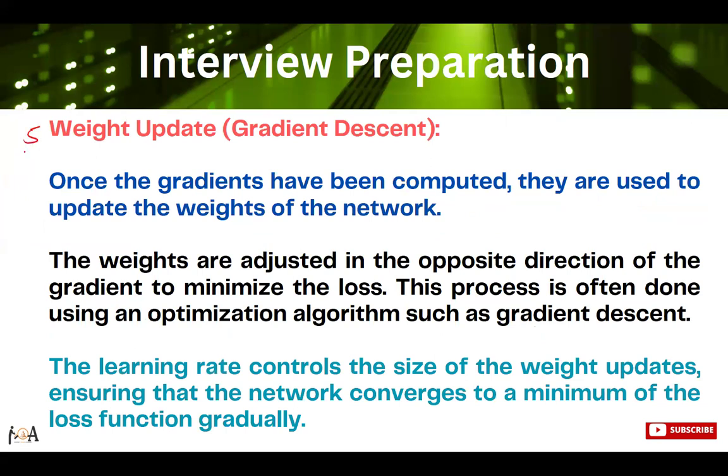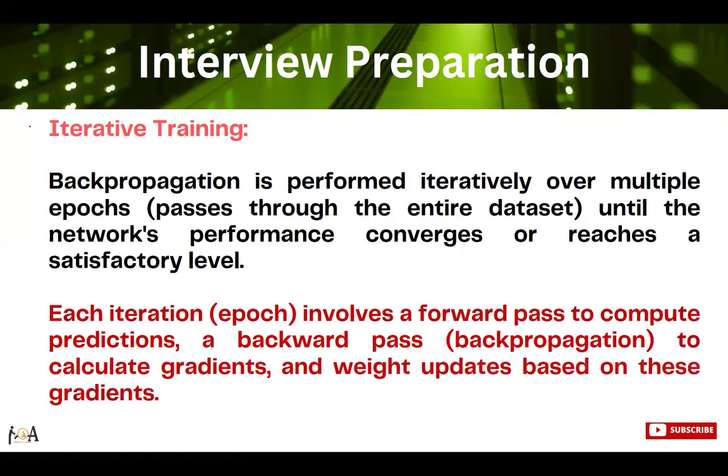Thereafter, the fifth step is weight update, that is gradient descent. Once the gradients have been computed, they are used to update the weights of the network, and the weights are adjusted in the opposite direction of the gradient to minimize the loss. This process is often done using an optimization algorithm such as gradient descent, and the learning rate controls the size of the weight update, which ensures that the network converges to a minimum of the loss function gradually, right?